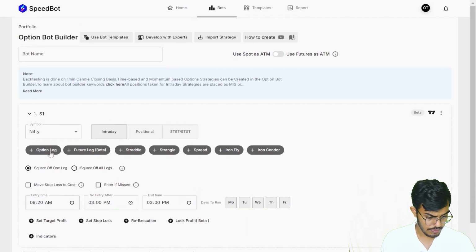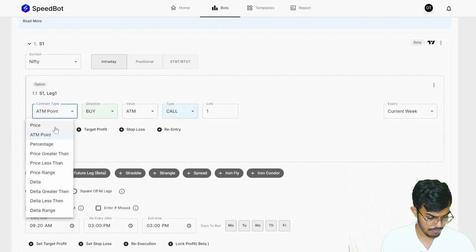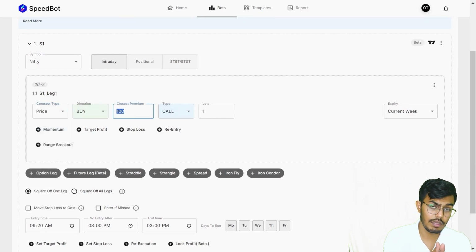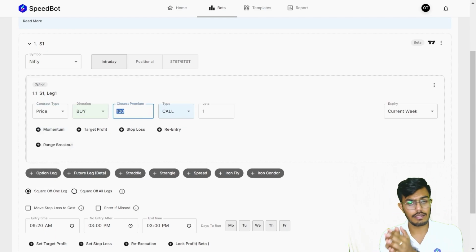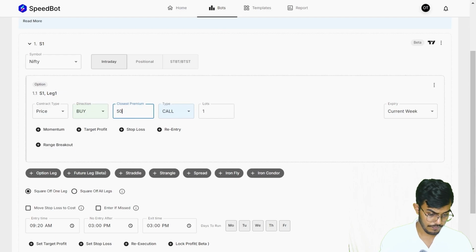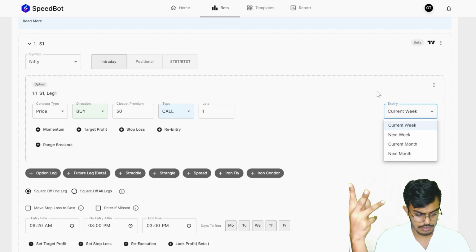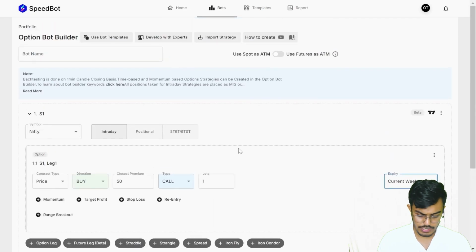Let me show you. Let's keep things as simple as possible. Over here, if you select the contract type as price, then you'll be able to define whatever premium on which you'd like to place the trade automatically. That is something which is possible, like this. You'll be able to select the type of the expiry as well, maybe current week, current month, next week, etc. So that's how you will be able to select the premium based option contracts automatically. Let us move further.